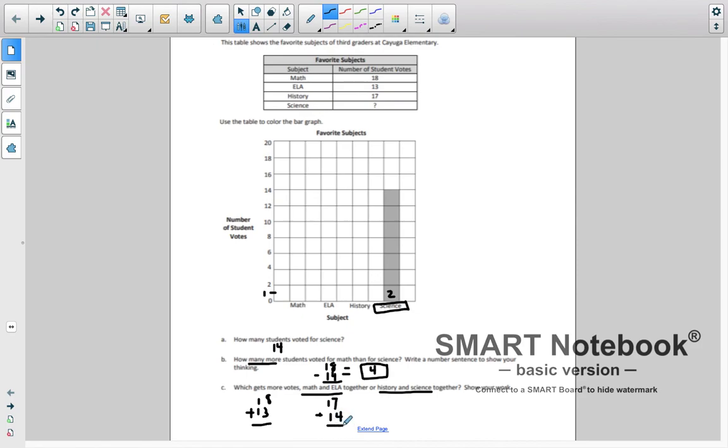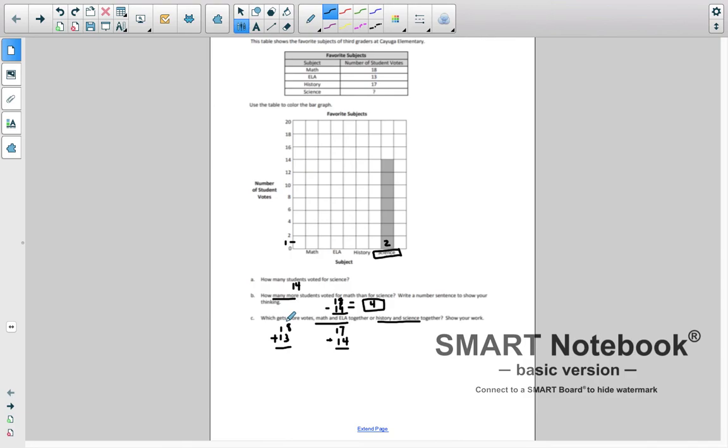So let's add 18 plus 13 first. 8 plus 3 is what? 11. Put the 1 here, carry the 1 on top. 1 plus 1 plus 1 is 3. So for ELA and math, I'm going to write that here. ELA and math got 31 votes.